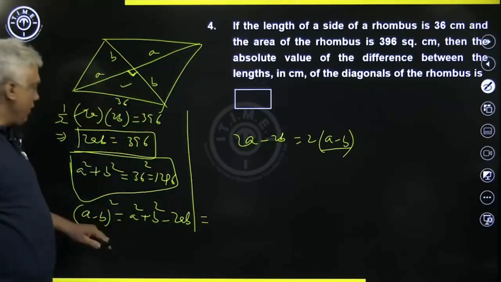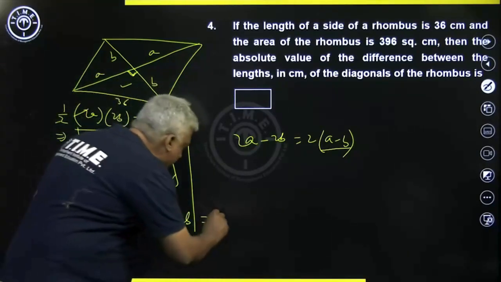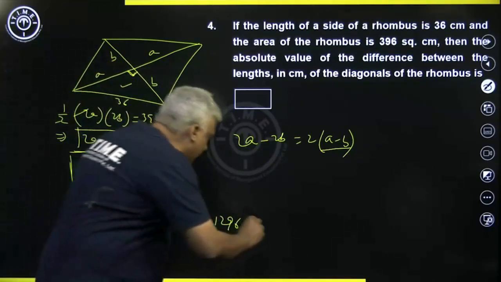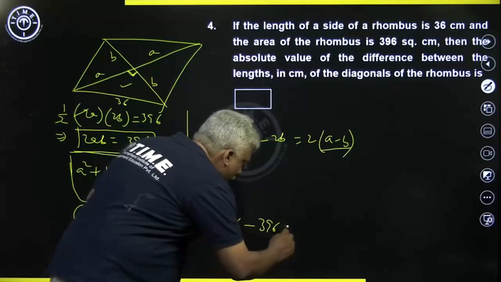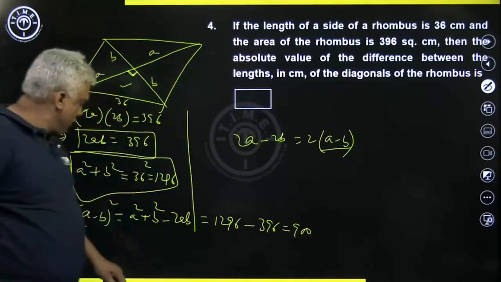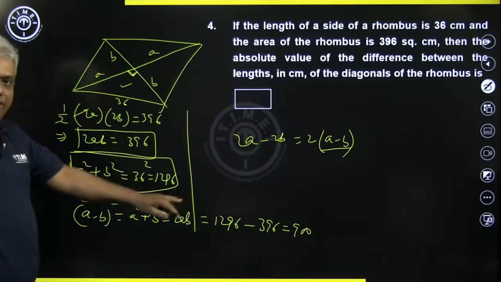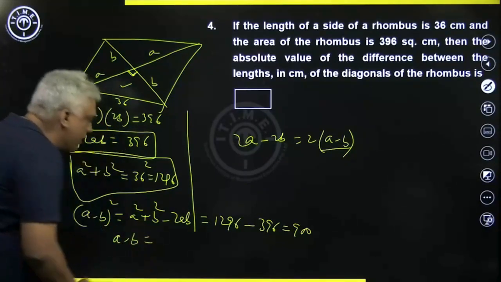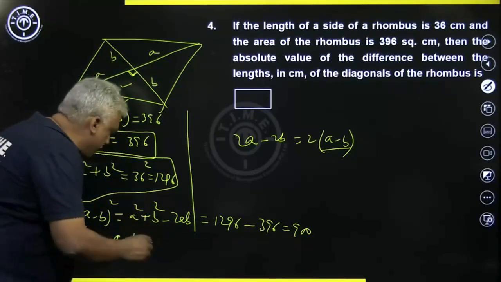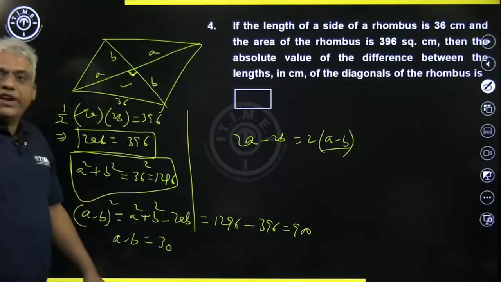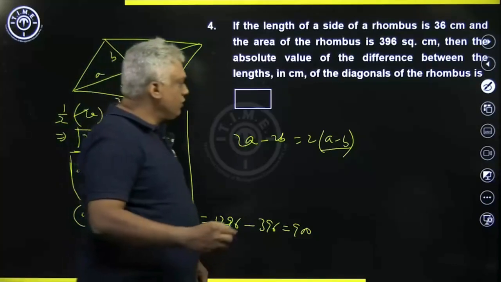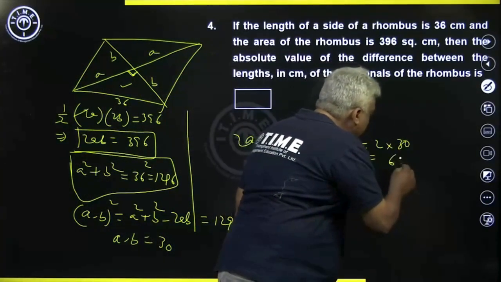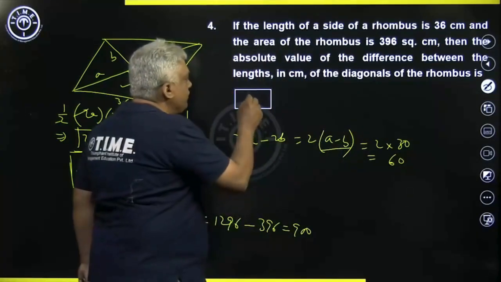We know A square plus B square is 1296, and we also have 2AB, that is 396. If you subtract, it will be 900. So A minus B whole square is 900, and A is more than B, so A minus B equals the square root of 900, which is 30. So the value of A minus B is 30, and this will be 2 into 30. So the answer is 60 centimeter.